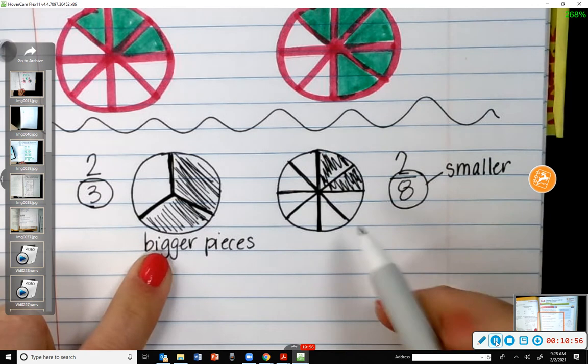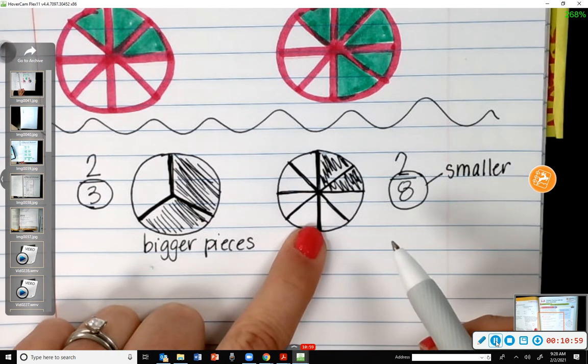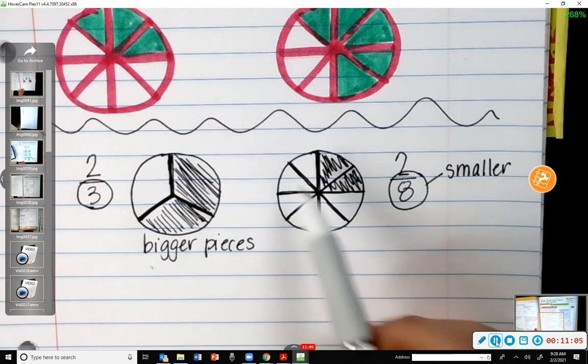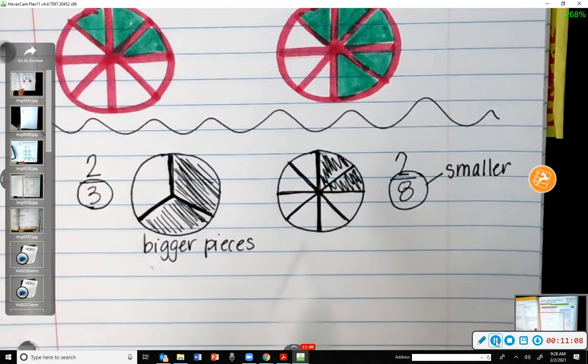Okay? These pieces are smaller. The reason they're smaller is because we had to cut it up a lot more times, right? We had to make 8 pieces instead of only 3. So the more you cut it up, the smaller those pieces are going to get, right? If I have a birthday cake and I have to just split it between me and my mom, well, we're going to get big slices, right? Because I'm only cutting it in half. But if I have to share my cake with 10 people at my party, well, I'm going to have to cut the pieces smaller, right? Because I've got to make more slices, okay?